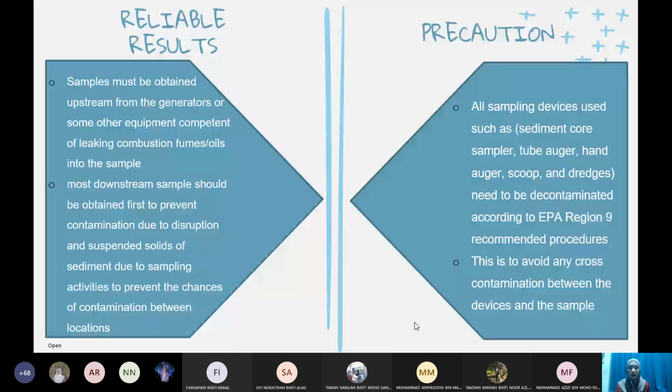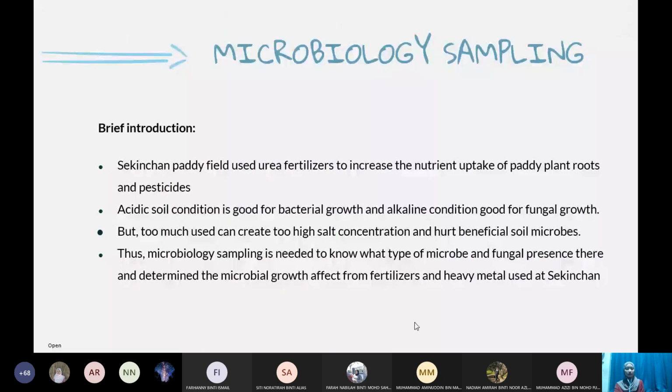As a precaution, all sampling devices used need to be decontaminated according to EPA Region 9 recommended procedures. It is to avoid any cross-contamination between devices and the sample. Okay, next I will move on to the microbiology sampling.